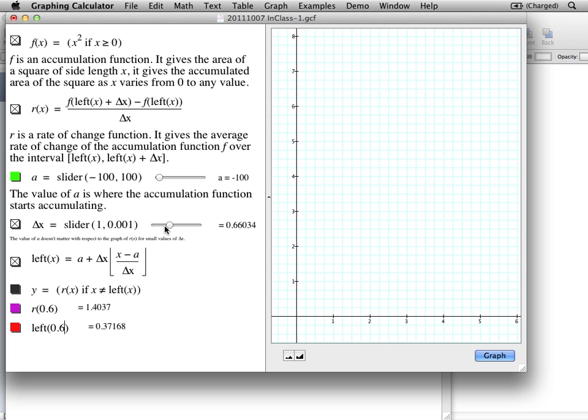Tori? It plugs it into the equation up there. So what will be left x plus delta x? It'll be 0.37168 plus 0.66034. Right. Another way to put that is it's the right end point of the interval. So it's f evaluated at the right end point of the interval minus f evaluated at the left end of the interval. What does that difference give us?